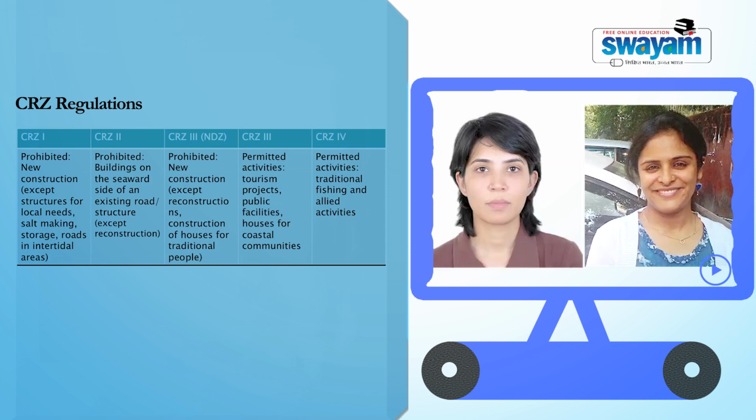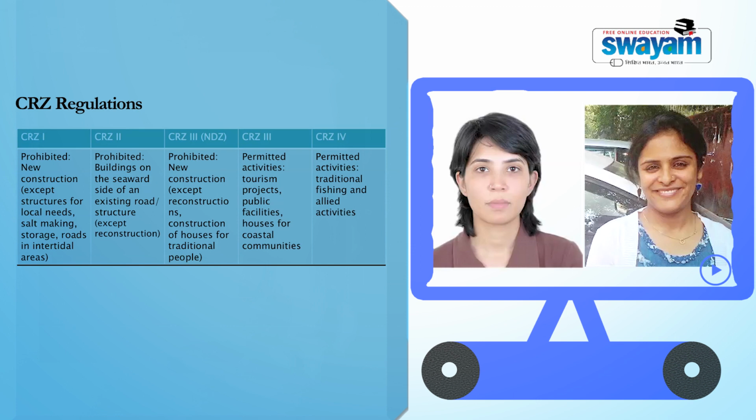In CRZ1 areas, new constructions, except for structures required for local needs, salt making, storage, desalination plants, construction of roads in intertidal areas which are not ecologically sensitive, are not permitted. In CRZ2 areas, buildings are permissible on the landward side of the existing road or building. This clause has been relaxed for slum redevelopment projects and reconstruction of dilapidated structures. However, reconstructions are permitted in this zone.